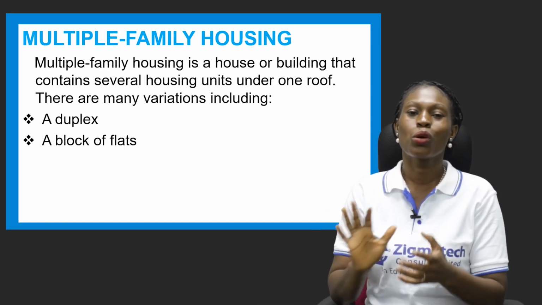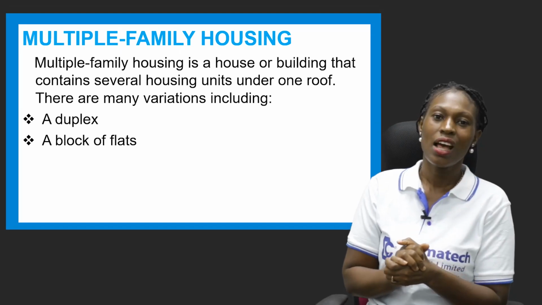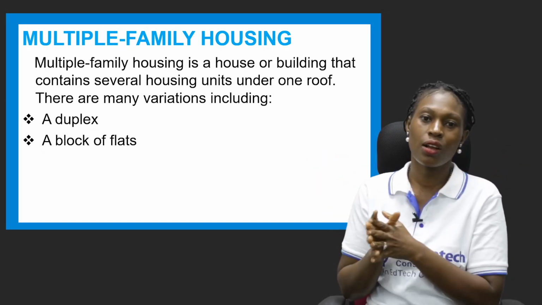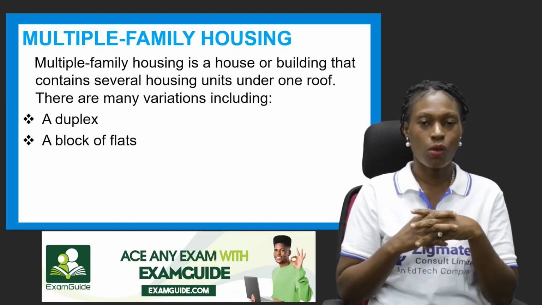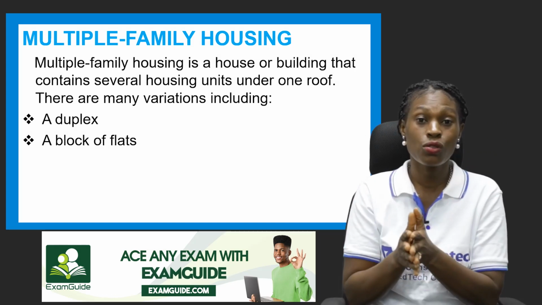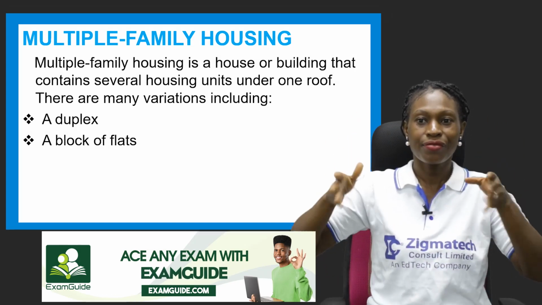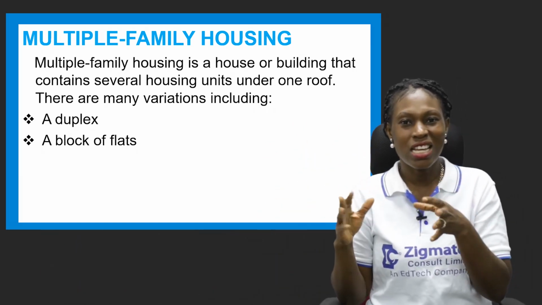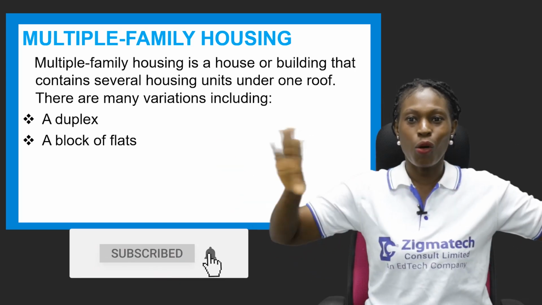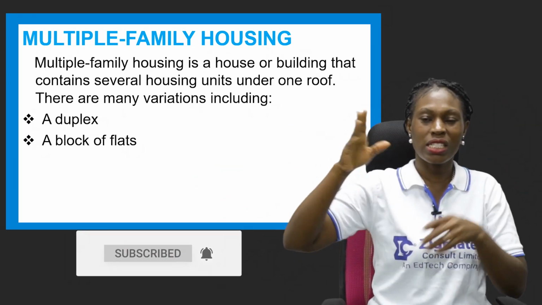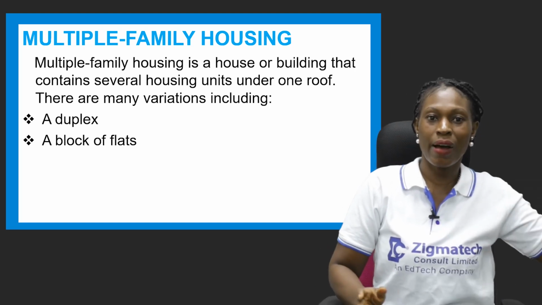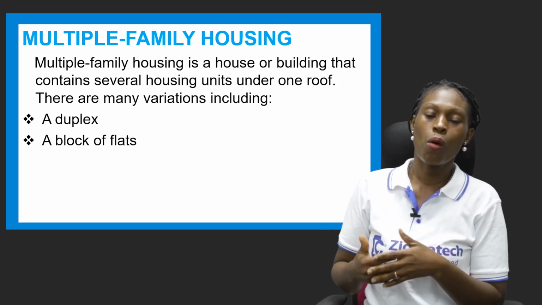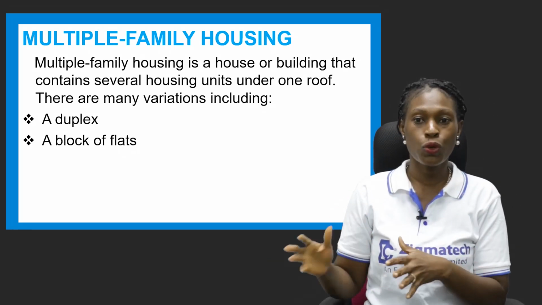Now, let's look at multiple family housing. Multiple family housing is a house that contains several housing units under one roof. A whole lot of us are living in such houses, whereby you have flats, maybe a block of flats, or a duplex, where one person is here and the other neighbor is on the other side. This is very common, and it's commonly built as well.